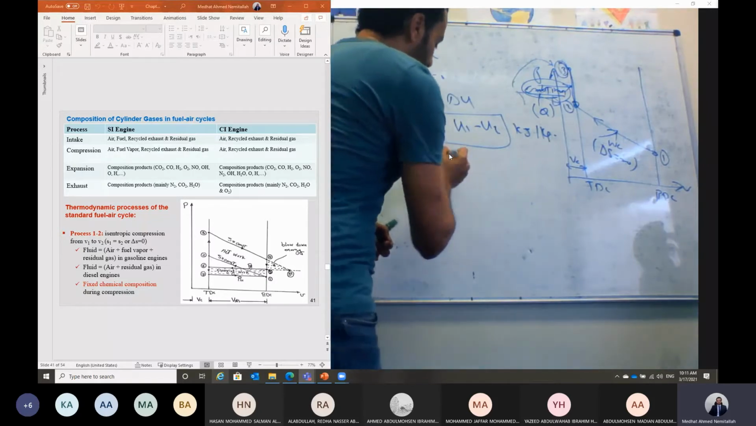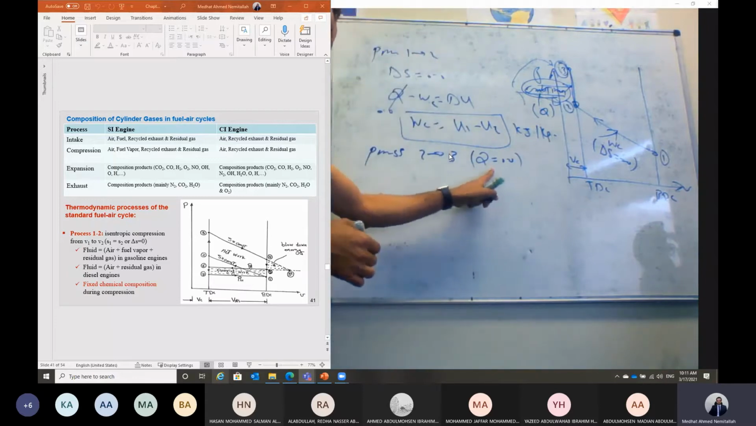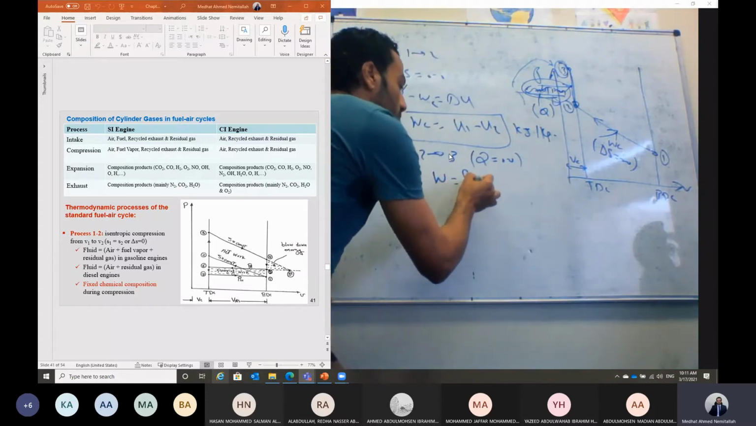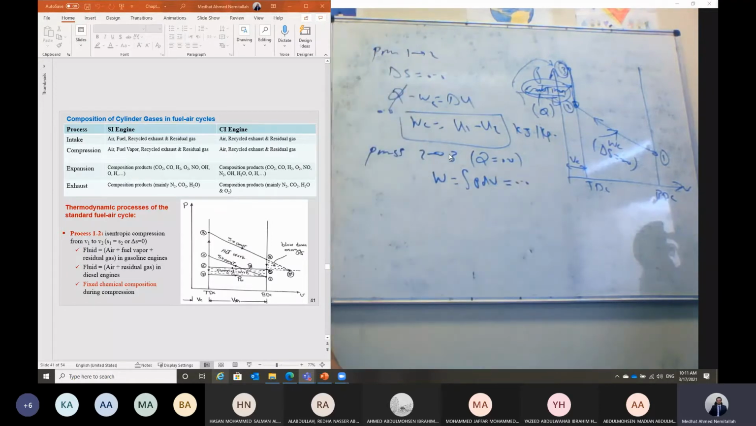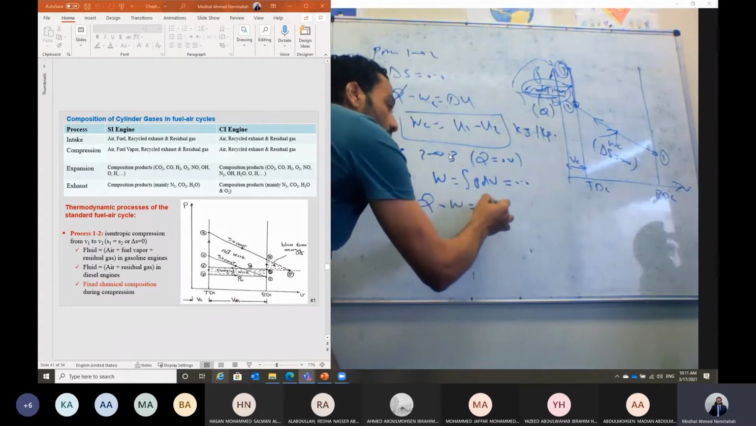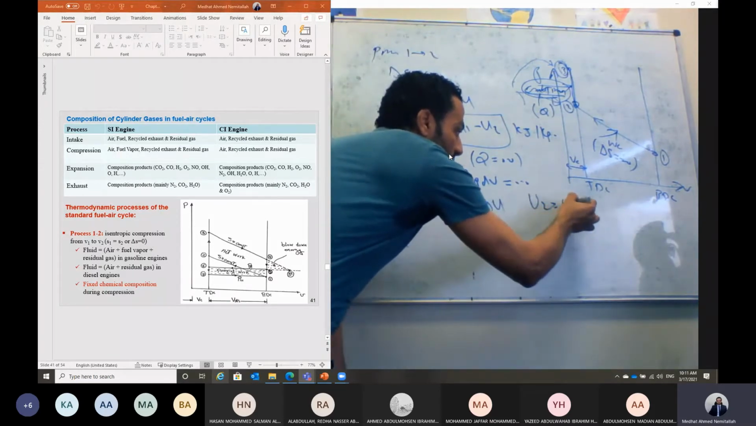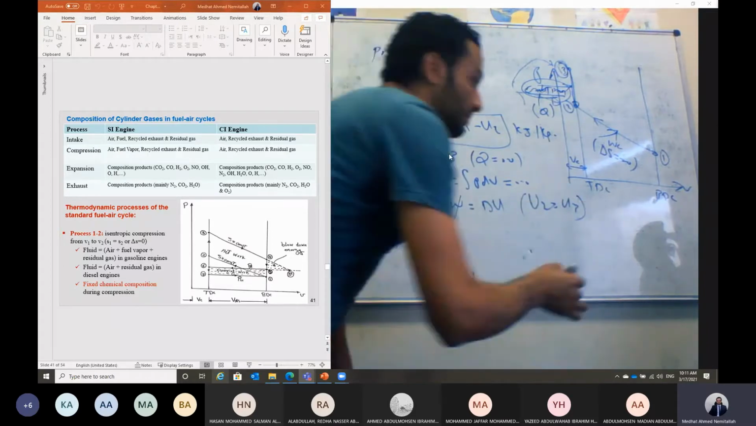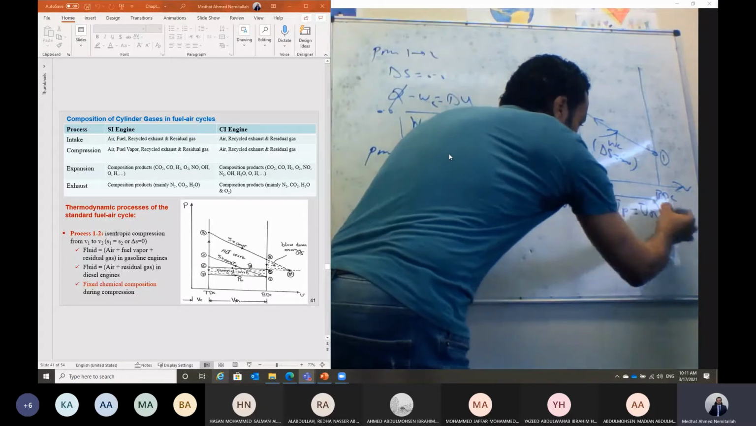Like for process from 2 to 3, this is adiabatic combustion, so heat transfer is equal to 0. Work is equal to integration of P dV. The volume is constant, so dV is 0 and the work will equal 0. Q minus work will equal to delta U. Those are 0. Then we can say U2 will equal U3, or we can say U product, as we used to do, will equal U react.